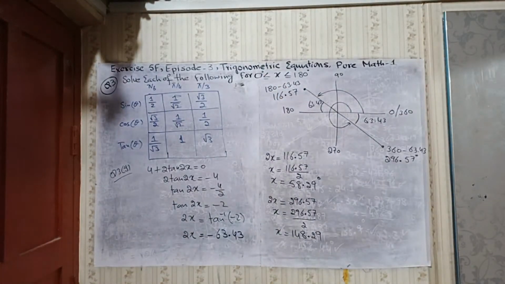And let's check, sir, if the answers are right. Question number 3, G part, the answer is 58.3. Yes, our answer is 58.29, I wrote it up to 2 decimal places. And 148.3, so 148.29. The answers are right, sir. This is how you can do these questions.